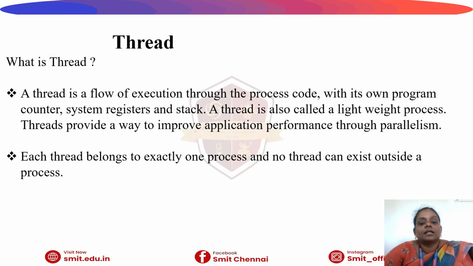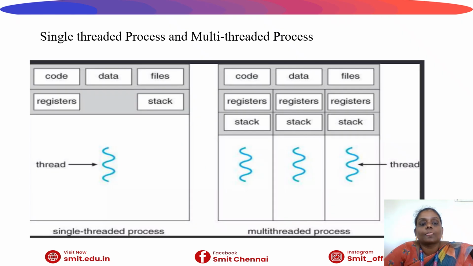And next topic is thread. A thread is a flow of execution of the process code, with its own program counter and system registers. What is it? It is the smallest unit of execution inside a process. It is also called a lightweight process. Each thread has its own program counter, register, and stack.